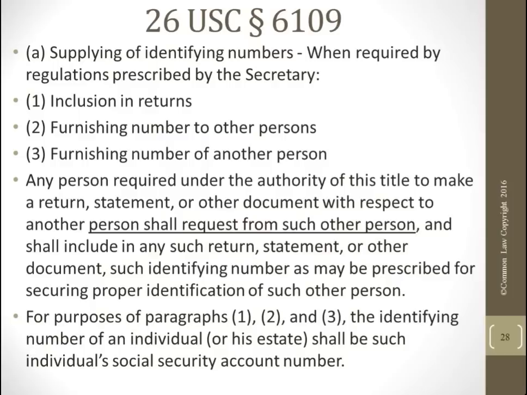So this is 26 U.S.C. section 6109. This is in the United States Code, and it talks about supplying identifier numbers wherein required by regulations prescribed by the Secretary, inclusion in returns, furnishing numbers of other persons, furnishing numbers of another person. Any person required under the authority of this title to make a return statement or other document with respect to another person shall request from such other person and shall include in any such return statement or other document such identifying numbers as may be prescribed. Okay? It says request. It doesn't say demand. It doesn't say extort. It doesn't say anything but request. Their only duty is to request it. Okay? Request. That's nothing more than just ask for it. Okay? That's it. Nothing more.